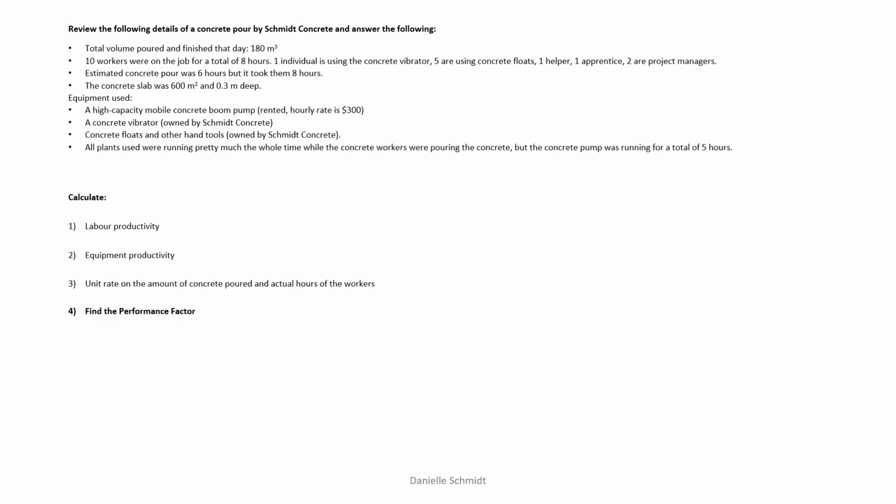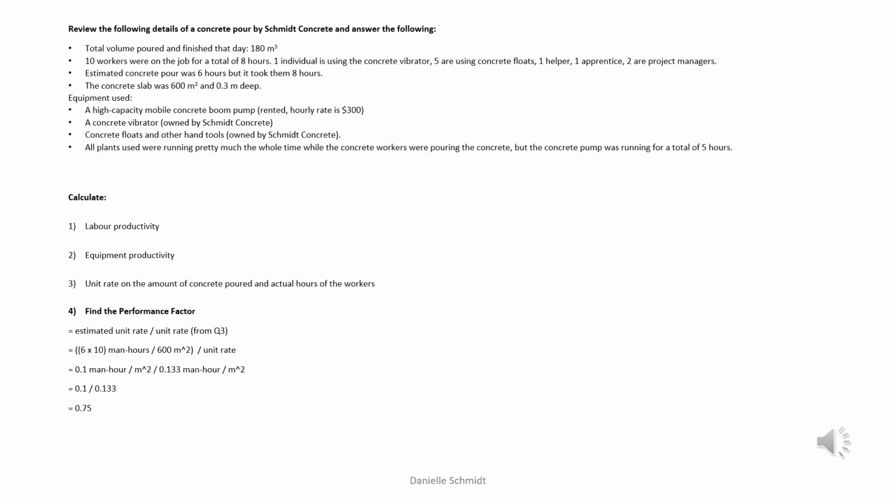Then finally, we're looking at the performance factor for this particular concrete pour. Again, what are we going to do? We're going to start off with our equation. To find the performance factor, we take our estimated unit rate and divide it by the unit rate of the actual pour, so what actually happened on site. And if you've worked through from questions 1 through to 4, the unit rate is taken from question 3, so you've already calculated that bit.